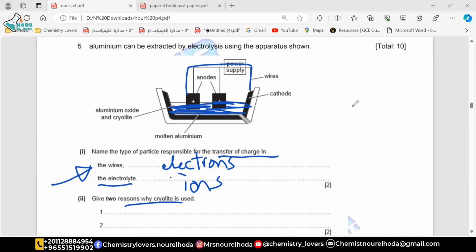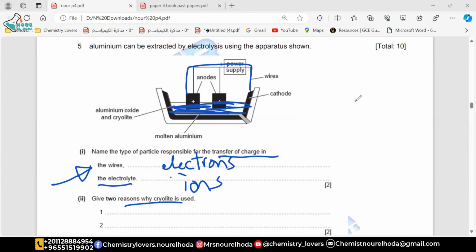we use cryolite. We said this one, you need to say it. Do you remember when you asked me about it? Yes, correct, bravo. Cryolite has 2 functions. Number 1, it decreases the melting point of aluminum. The reasons are reducing the melting point of aluminum and better conduction of electricity.